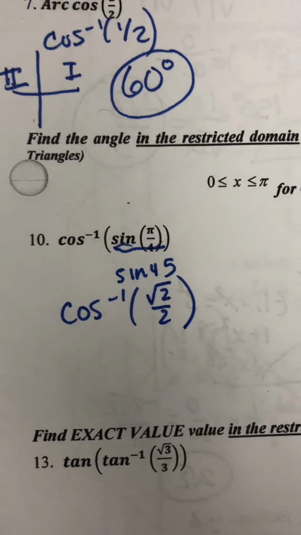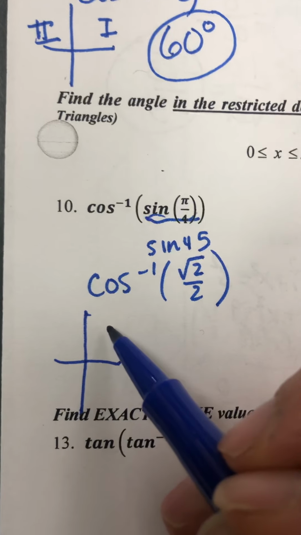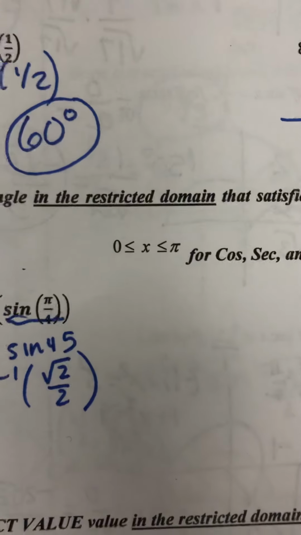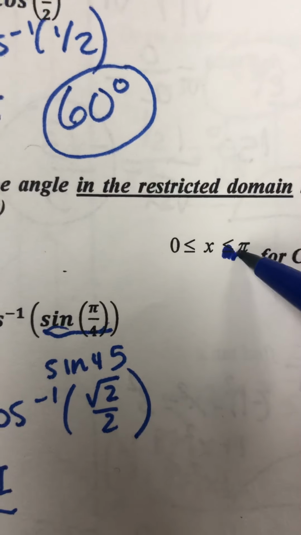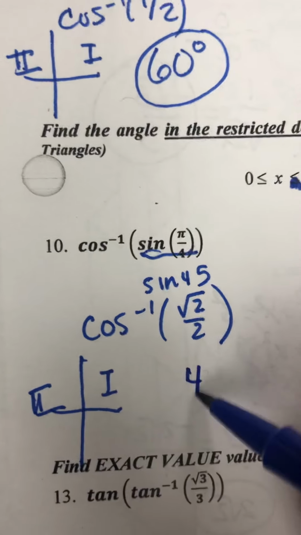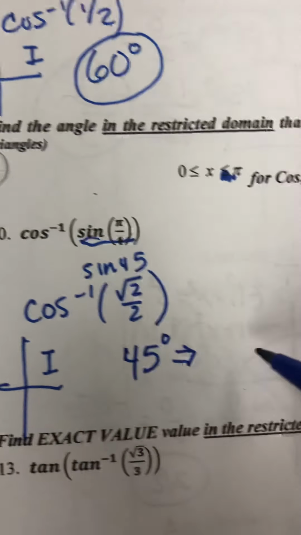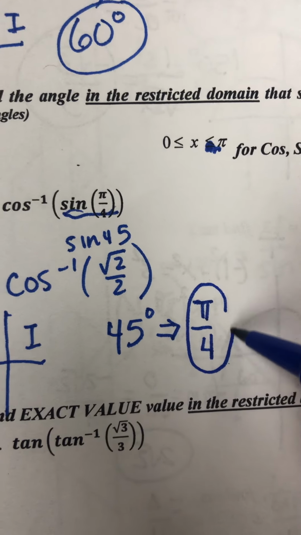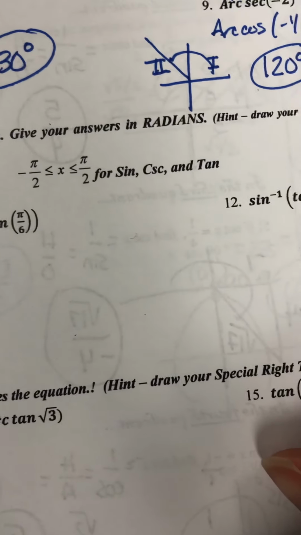So now it's asking me for what angle in the restricted domain. Cosine is restricted to first and second quadrant, which here we just wrote in radians. And again, that should just say less than pi. So isn't that just 45? Yeah. But now, since the original problem had radians, I'm going to change my answer to radians, pi over 4. So we're going to answer in radians. Give your answer in radians.